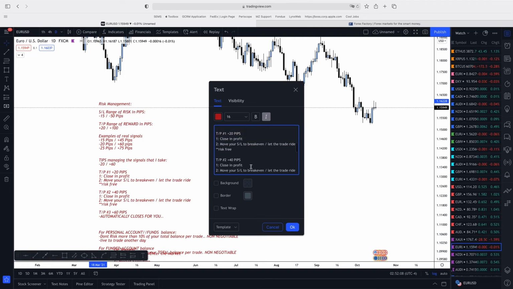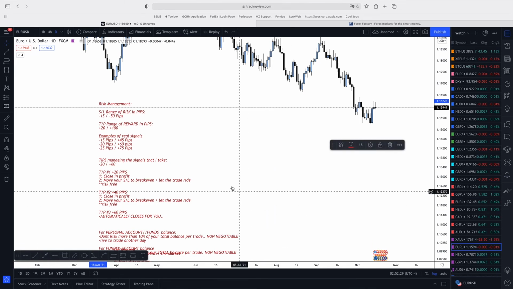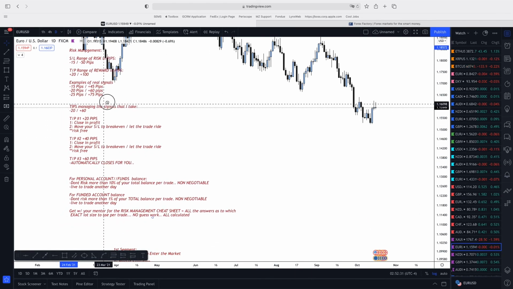And don't forget to trail your stop loss. When the trade hits 20 pips, move that stop loss to break even. I'll give you guys an example to let the trade ride what? Risk free. Same exact thing. Move your stop loss to break even to let the trade ride risk free into TP3. So we want to be covering our tracks as we progress in every single trade that we actually do take.